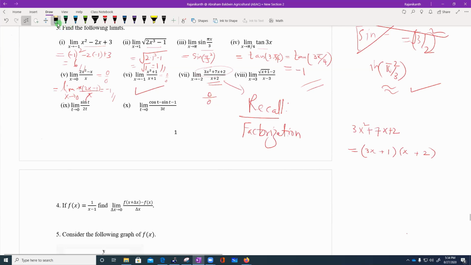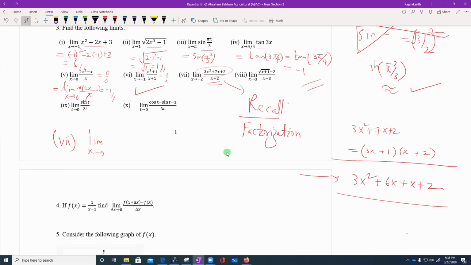Okay. So limit as x goes to -2. My numerator after factoring is going to be 3x plus 1 times x plus 2. But my denominator already has the x plus 2. So now these two are gone. So now simply plugging -2 into that, which is 3 times -2 plus 1, which is -5, right? Yes, sir. Okay.